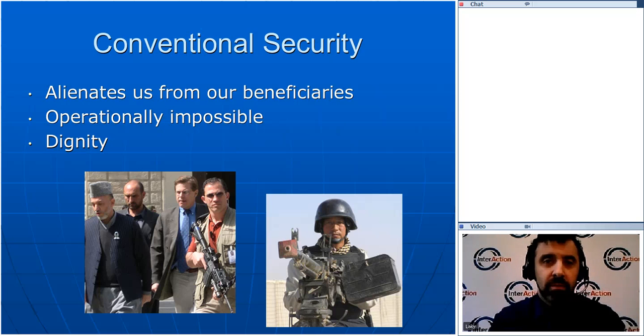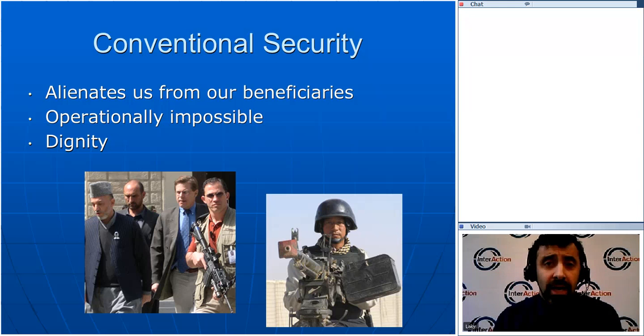For one, it alienates us from our beneficiaries. Being heavily field focused, we need to work very closely with the beneficiaries we serve. This type of security won't allow us to do that kind of work, but we need to do it. Second, it's operationally impossible. Think about how many staff we have living and working in remote locations around the field. We'd have to have close protection detail following them very closely. It's very difficult to do, if not impossible. So it's not ideal for us.